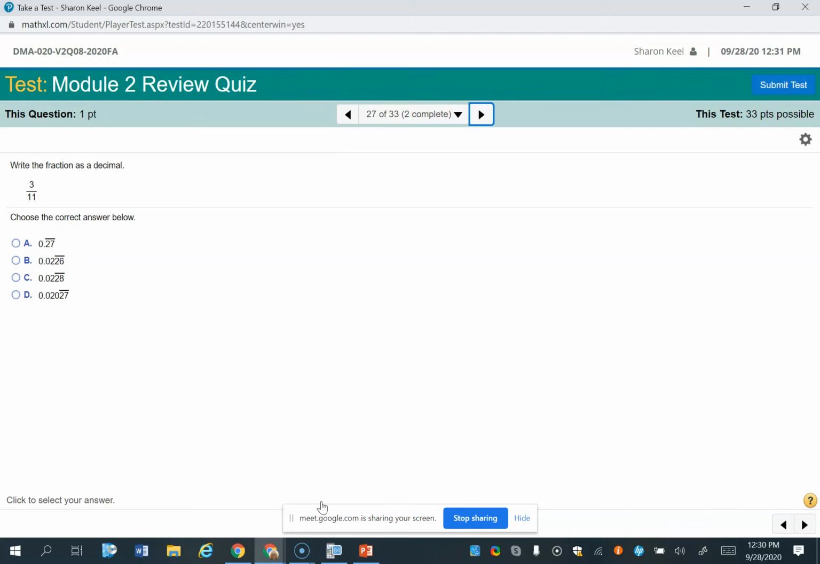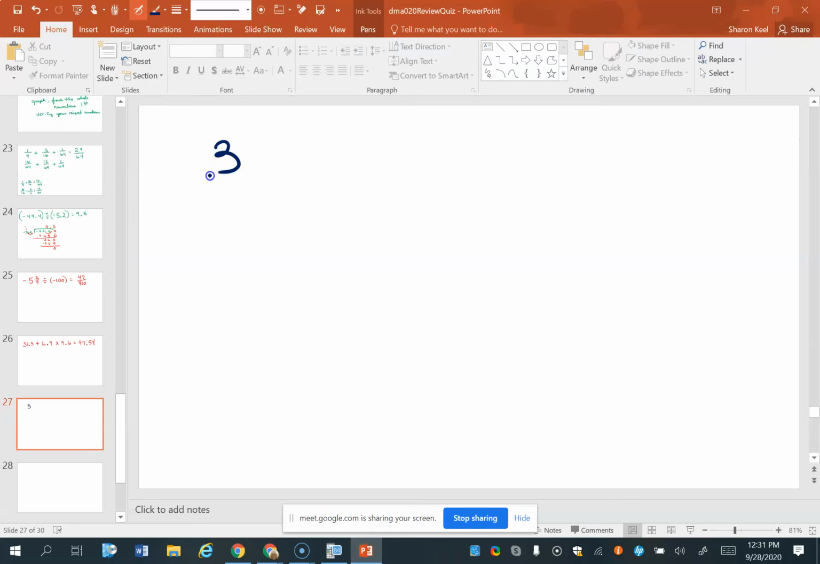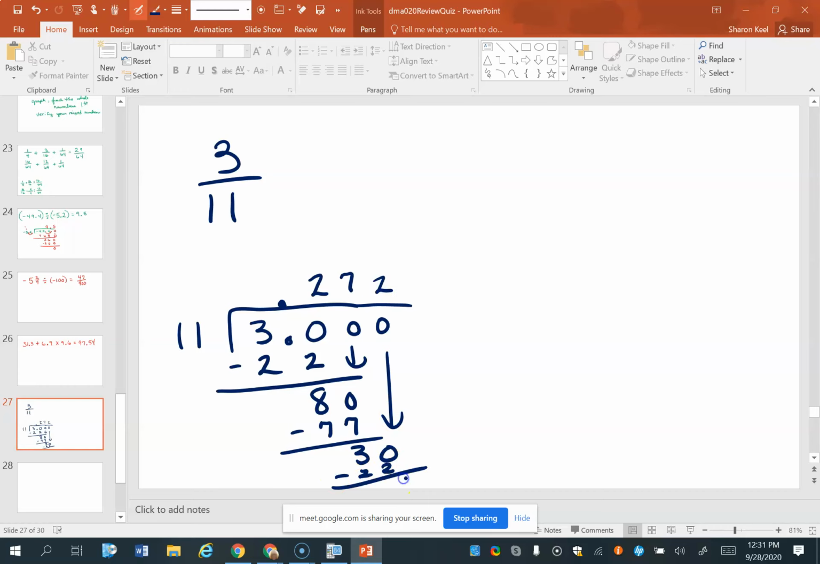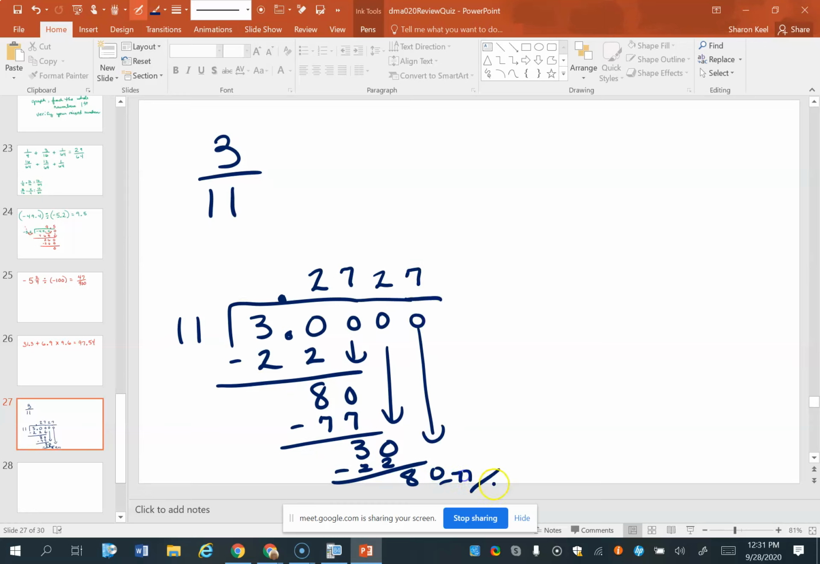Write the fraction as a decimal. We have 3/11. What we're going to do is divide 11 into 3. The decimal goes here, but it goes into 30 2 times. 2 times 11 is 22. When we subtract, we got 8 left over. Got a 0, bring it down. 11 goes into 80 7 times. 7 times 11, 77. Add a 0, bring it down. 11 goes into 30 2 times. We got 22. Subtract, add a 0, bring it down. 11 goes into 80. Subtract 77. We got a 3.